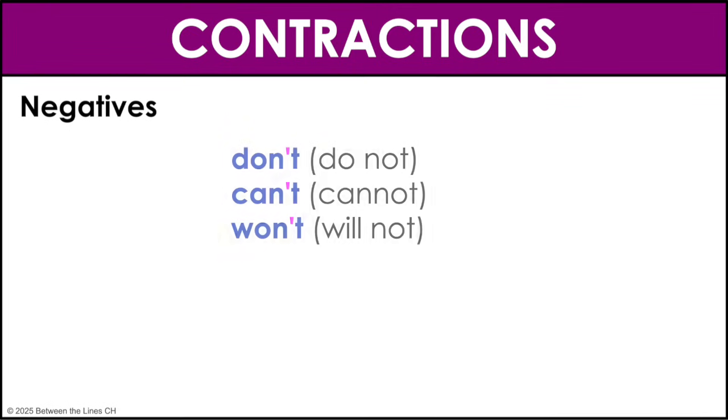Let's look at some common examples. I'm going to group these into categories to help you see the patterns. First, negatives. These are probably the ones you use most often. Don't, which is do not. Can't, which is cannot. Won't, which is will not.